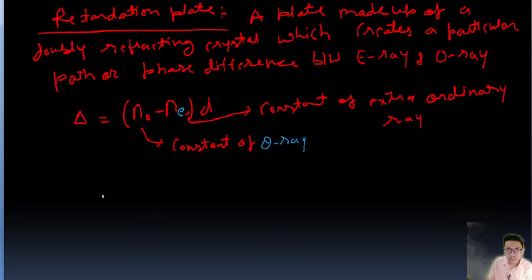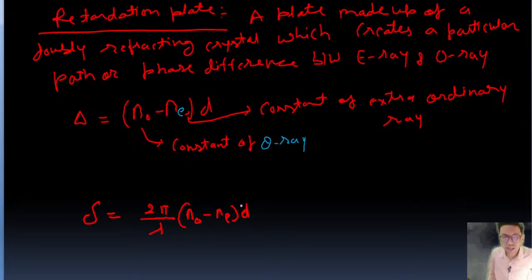So from here, the delta value is going to be 2 pi by lambda, because we know the phase difference is 2 pi by lambda into the path difference, that is (n_o minus n_e) d. Okay, so this is the path difference for a retardation plate. Retardation plates are the quarter wave plate and the half wave plate.